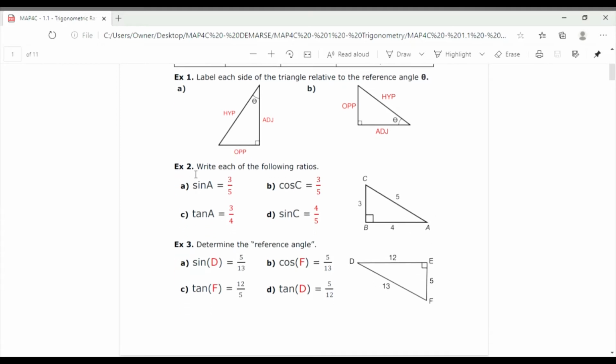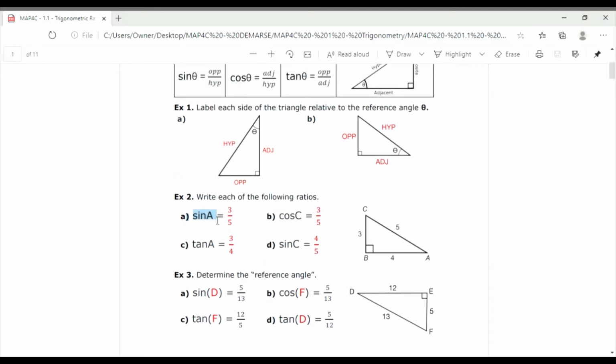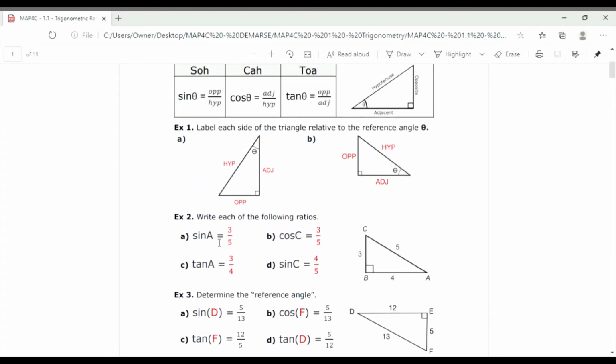Looking at example 2a, what's the value of sine of A? Now to find this, first we have to recall what the formula for sine of an angle theta, or in this case A, is equal to. In SOHCAHTOA, sine theta is equal to, once again, opposite over hypotenuse. So in this triangle, where's the opposite side and where's the hypotenuse? Well, the opposite is opposite of the given angle, and they're using angle A.